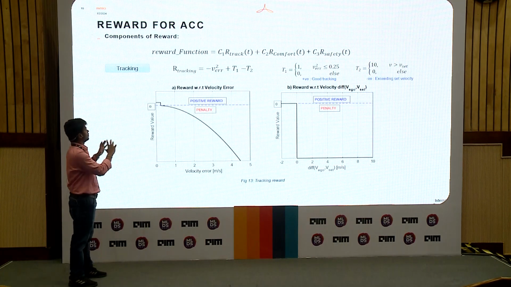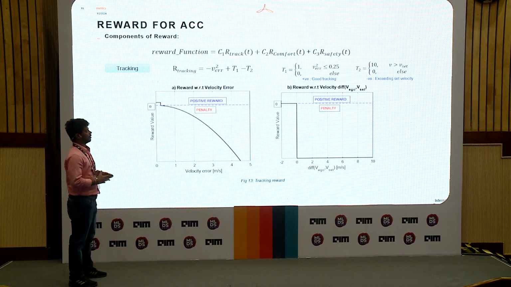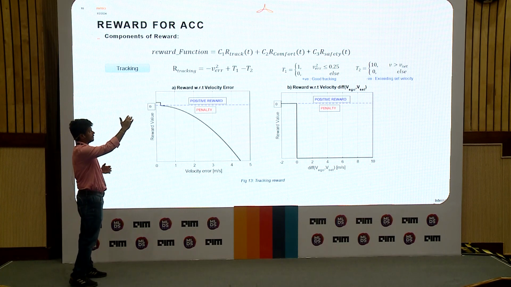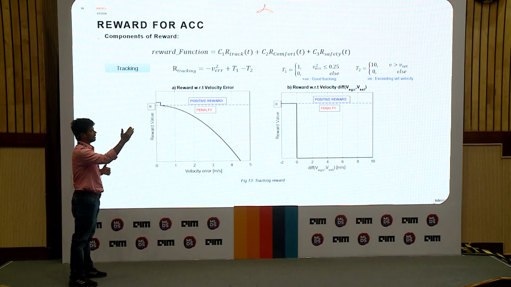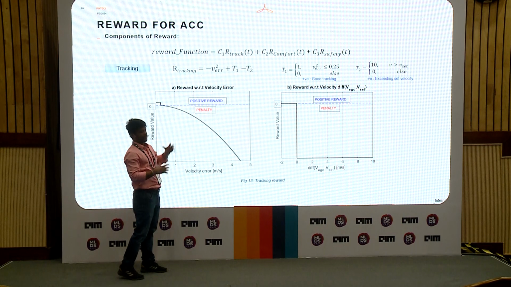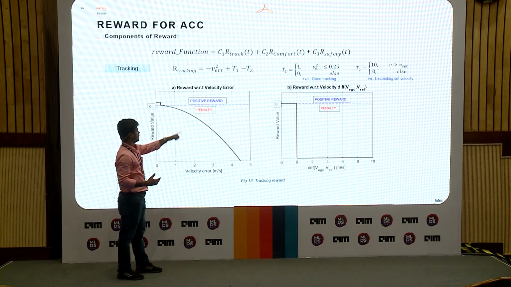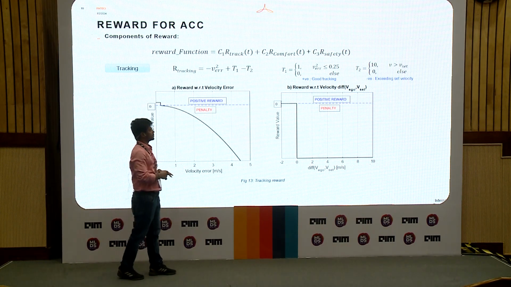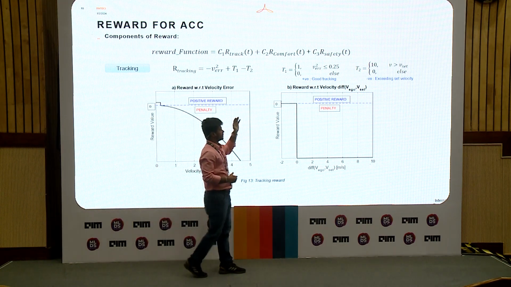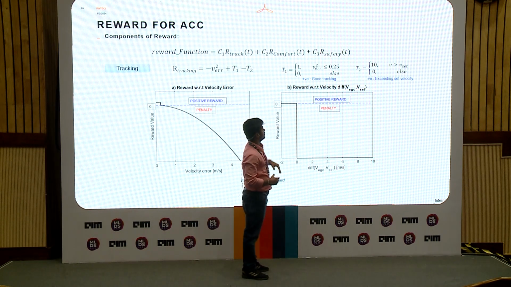So the total reward function is how we are putting all the objectives into the reinforcement learning, or guiding the reinforcement learning agent. First we could see the tracking reward, comfort reward, and then safety reward. So first we'll talk about the tracking reward. It comprises three components. The first depends on the velocity error, and it is quadratic. Next, T1 depends on the velocity error, but it is a positive reward for good tracking. So next, T2.